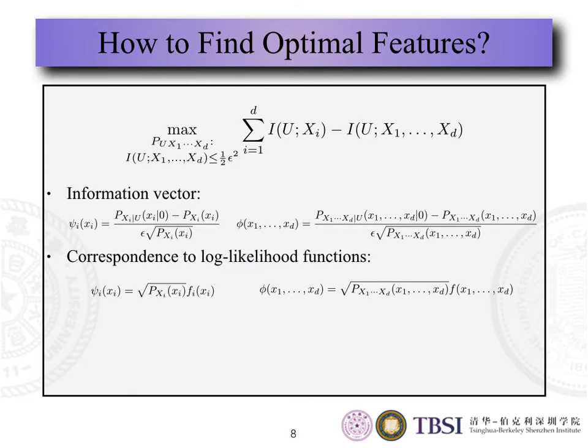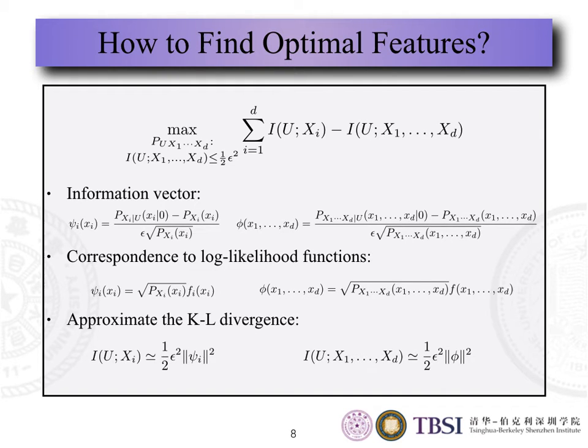Moreover, the log likelihood function for the distributions conditioned on U can be written as the information vector scaled by the square root of P_X. So this introduces a one-to-one correspondence between the binary attribute, the information vector, and the log likelihood function. What is interesting here is that with the local approximation, by using the second-order Taylor expansion, the KL divergence can be approximated as the Euclidean norm square of these information vectors.